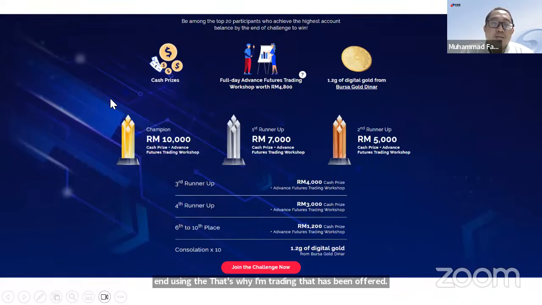So this is the prize winning for this year. For the champion, you will get 10,000 and also the advanced futures trading workshop. So the first place until 10th will get the cash prize and also the advanced futures trading workshop. Meanwhile, for the consolation prizes, you will get 1.2 grams of digital gold from Bursa Gold Dinar.